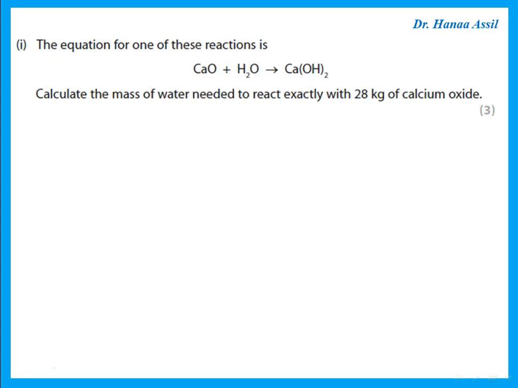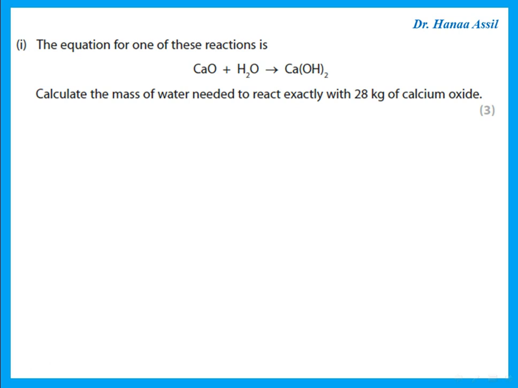Now, what is he asking? The equation for one of these reactions is this. Calculate the mass of water needed to react exactly with 28 kilograms of calcium oxide. So he's giving me information about calcium oxide. He says the mass is 28 kilograms. And he's asking for the mass of water.